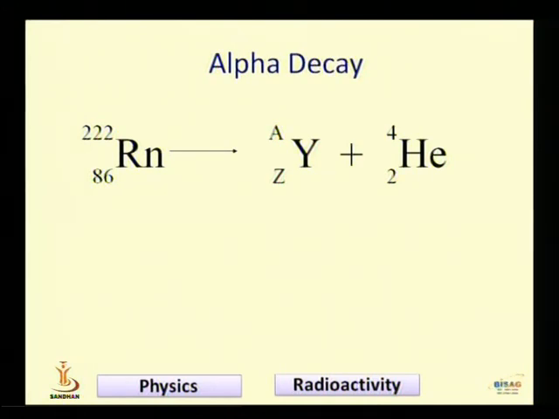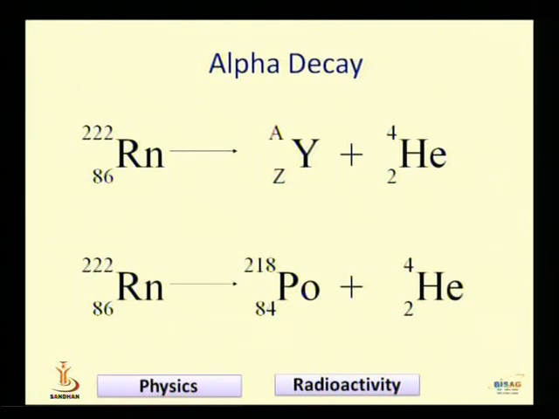Okay. You know that whenever the alpha decay occurs, your Z will reduce by 2. So your element Y has Z equal to 84 and A is reduced by 4. So your A is equal to 222 minus 4. So now identify this element which has Z equal to 84 and A equal to 218. The name of this element is polonium. So when the alpha decay occurs, the radon, the parent nuclei, will decay, and it will give us a daughter nuclei which is called polonium.